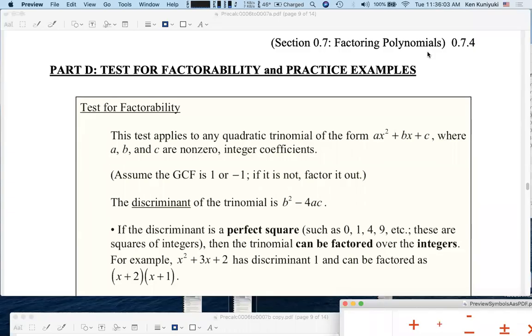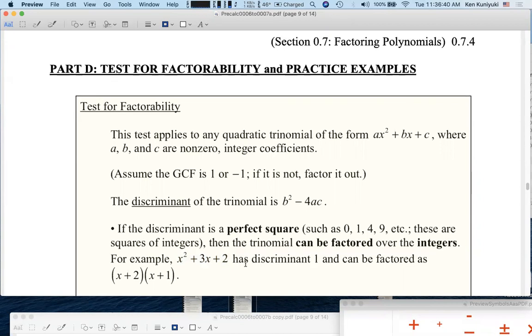Hi everyone. In section 0.7, let's do part D on the test for factorability for quadratic trinomials, QTs. QTs look like this: ax squared plus bx plus c, where a, b, and c are non-zero integer coefficients. So for example, down here, x squared plus 3x plus 2. That's an example of a QT. It's quadratic because it's second degree, and it's a trinomial because it has 3 terms.